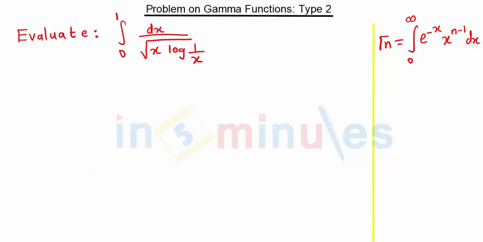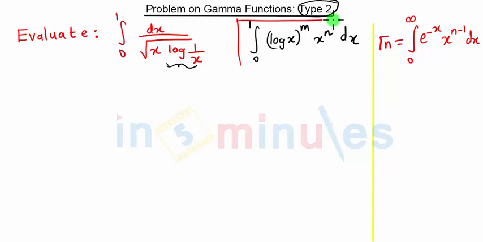As you can see, this integral has a log term, so this integral is of type 2. In type 2 our integration is from 0 to 1 of log of x, the whole raised to m, into x raised to n dx. So our problem is of this type. Whenever there is a log, it is a type 2 problem of gamma function.